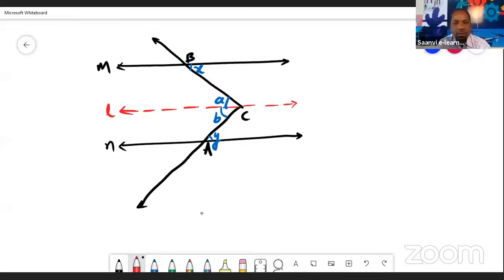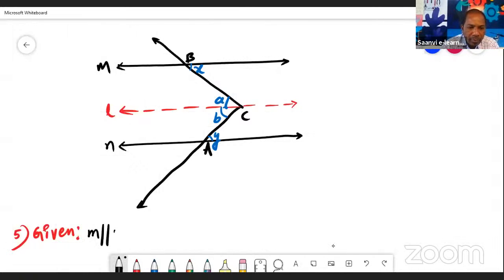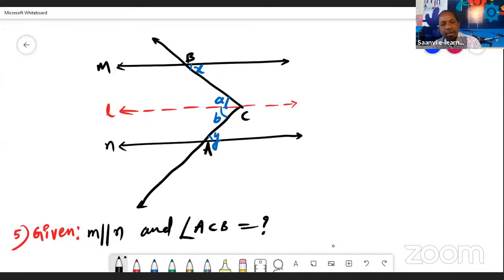Now, first of all, write given. Fifth problem, given. What is given in the fifth problem? First of all, he said M parallel N. M parallel N he has given. And what is asked? Angle ACB. This value is asked. M parallel N is given, and angle ACB is asked.